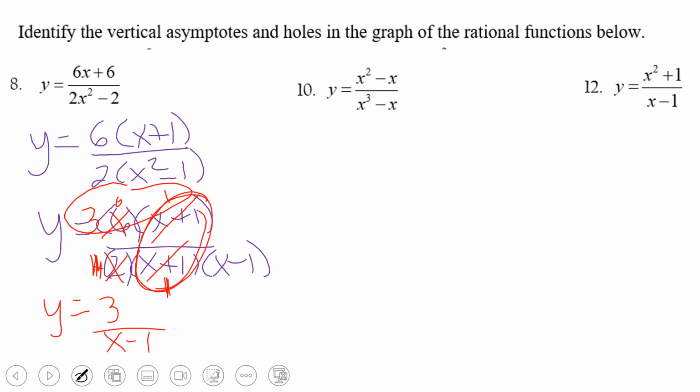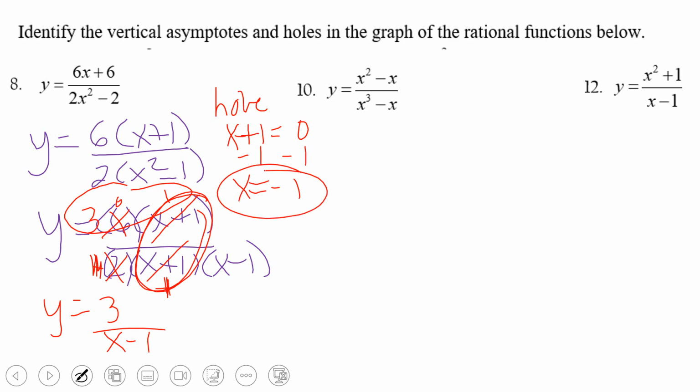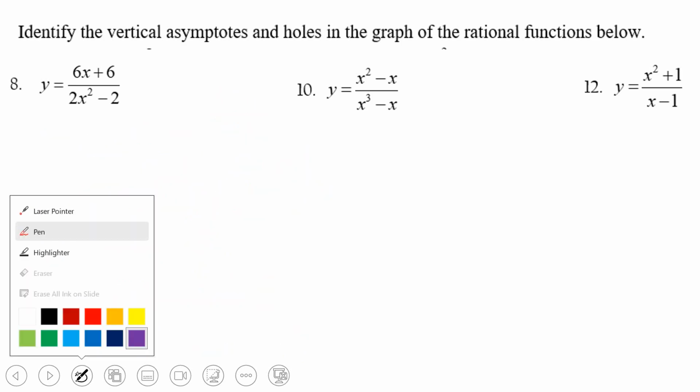Now here I was able to reduce the quantity x plus 1 and x plus 1 because it contains a variable. I'll take the x plus 1, set it equal to 0, and I can see that x equals negative 1 will identify a hole in this rational function. How do we identify the vertical asymptotes? In this case, we take our denominator, set it equal to 0, add 1 to both sides, and I get a vertical asymptote of x equals positive 1. Let's look at example number 10.